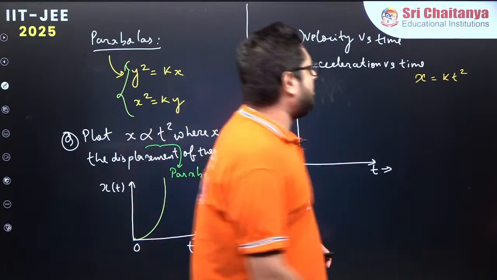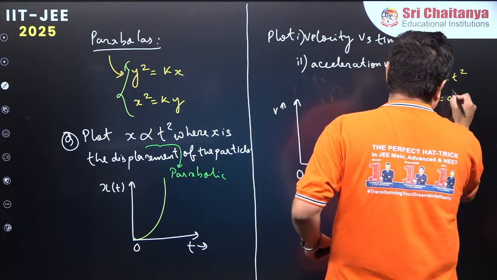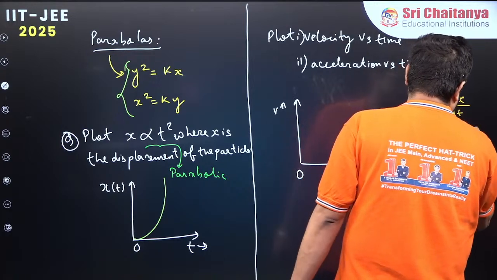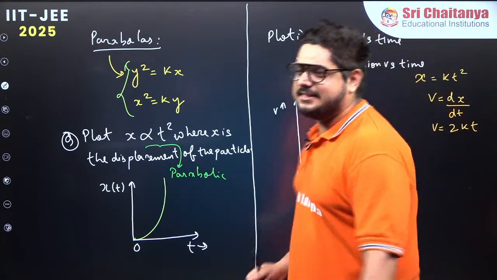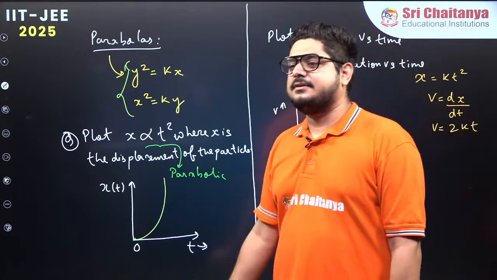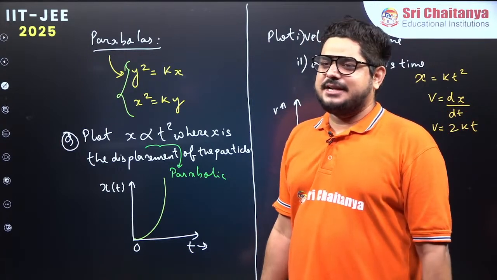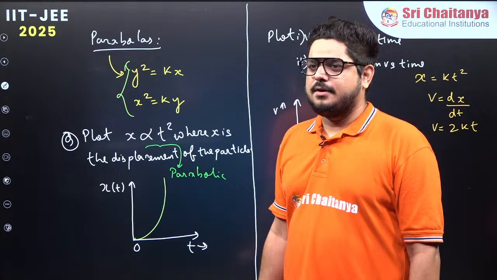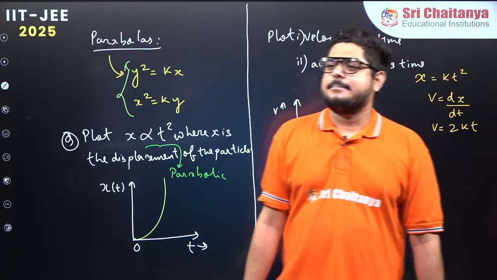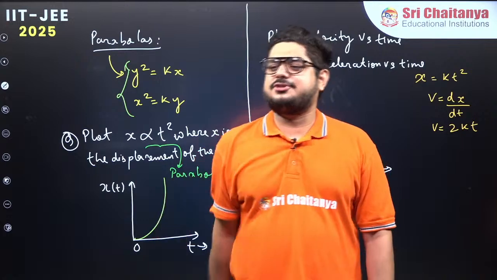How to find out the velocity? Velocity is going to be dx by dt, isn't it? So I will be getting it as 2kt. So what is this? Can anyone tell me what is the nature of the straight line? Can you write it down, the nature of the equation which I got over here, v is equal to 2kt? Write down over there in the chat box.